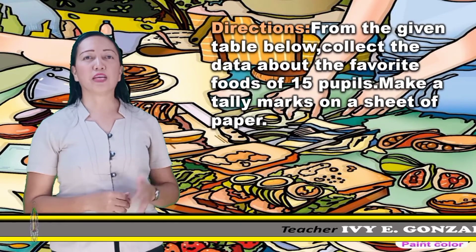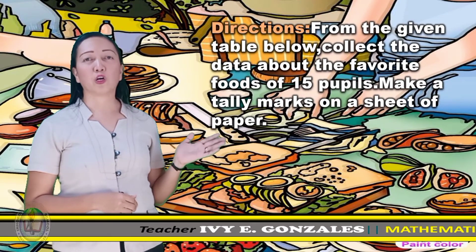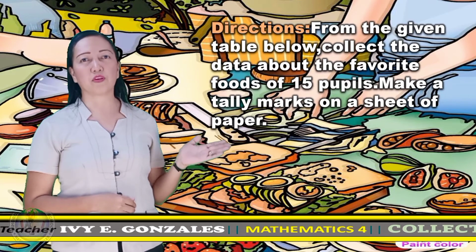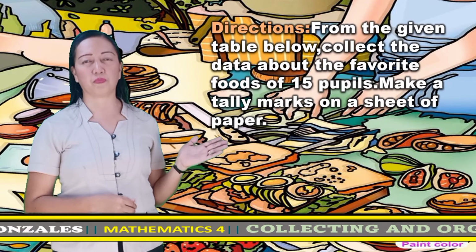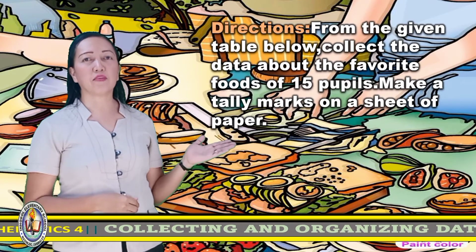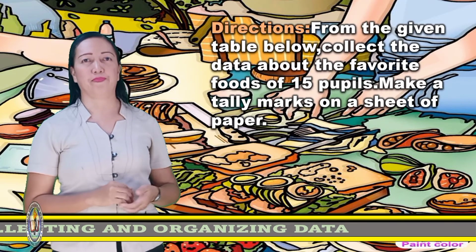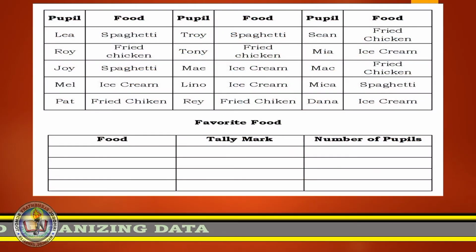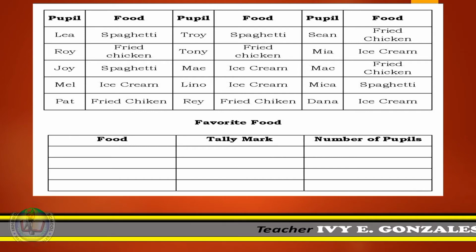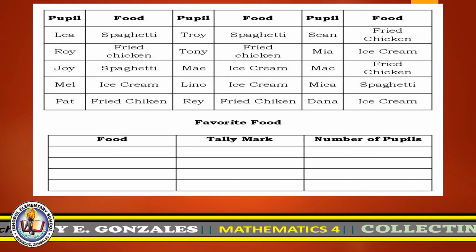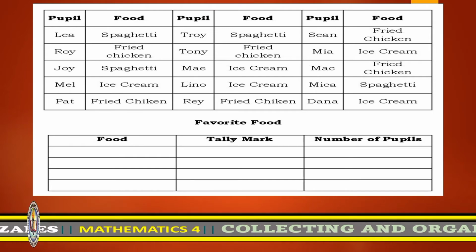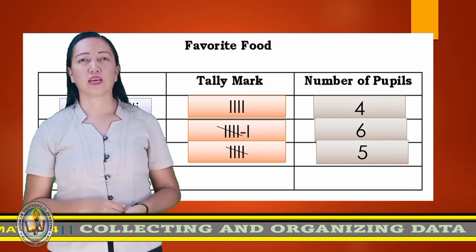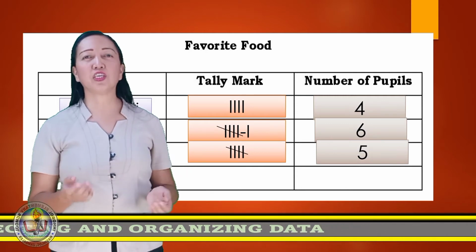Directions. From the given table below, collect the data about the favorite foods of 15 pupils. Make tally marks on a sheet of paper. Excellent, kids! You got it!